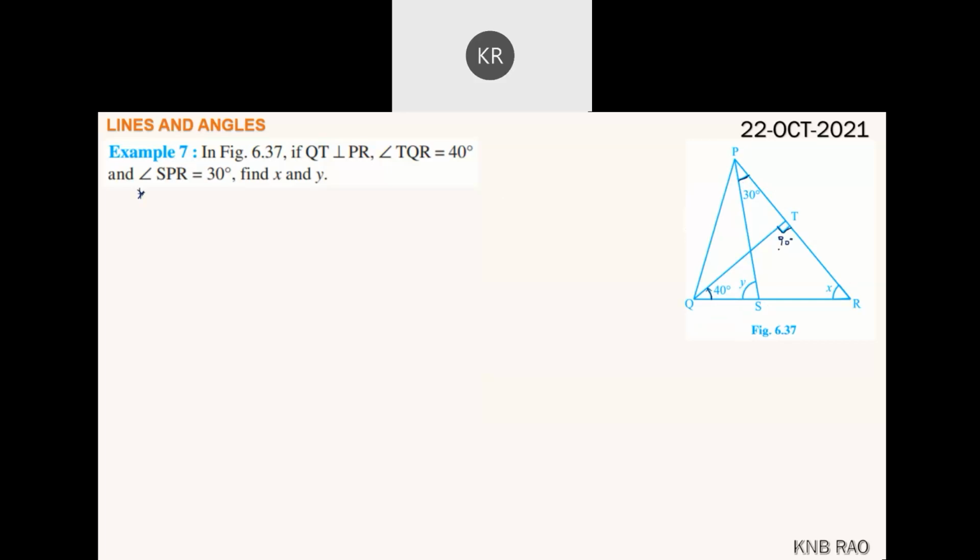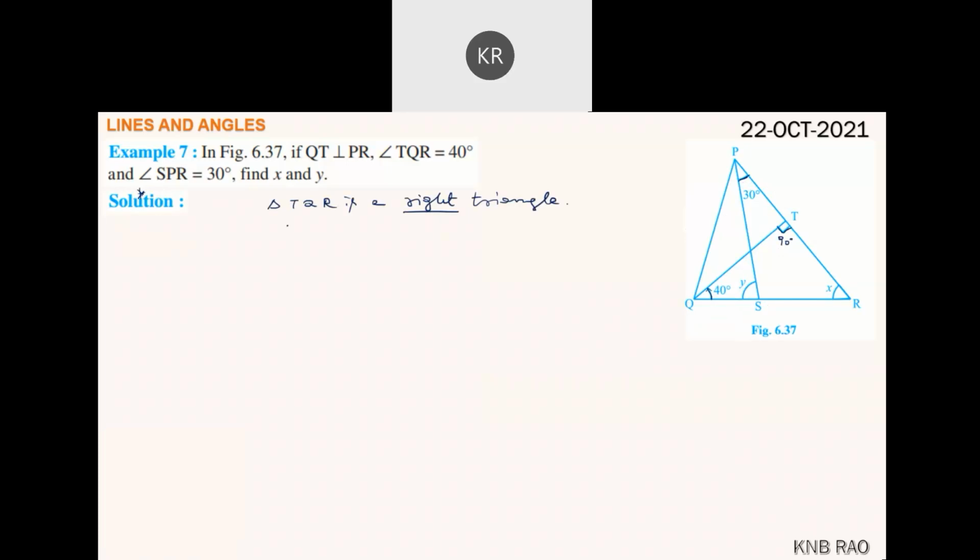Okay. First and foremost, TQR. Tell me what is TQR? Triangle. Very good. TQR. What type of triangle? It's a scalene triangle. Right. TQR is a right triangle because there is a right angle.